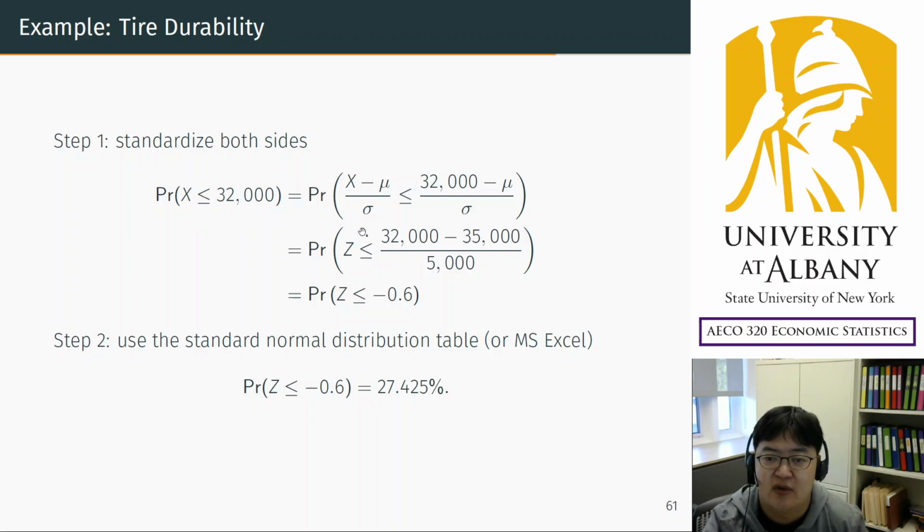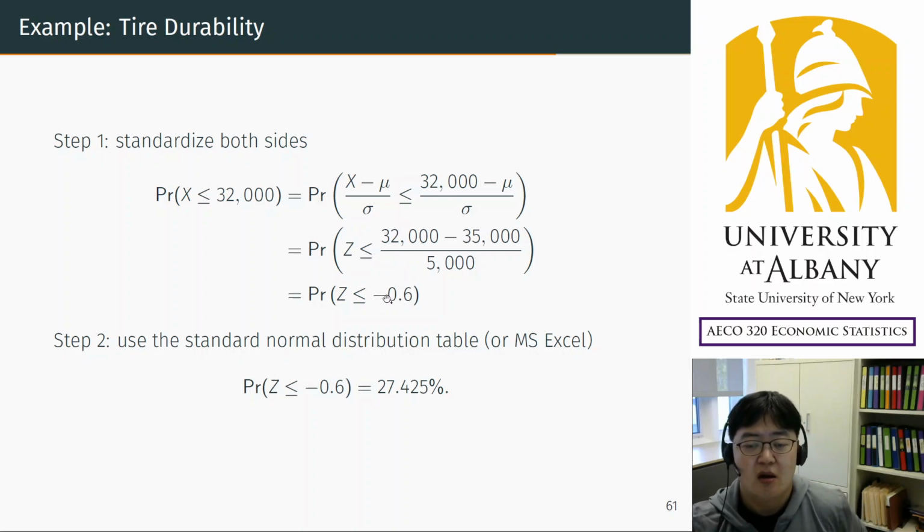So manipulate them in the same way. And then (X minus mu) over sigma becomes a standard normal distribution Z, right? And on the other side, 32,000 is subtracted by 35,000, divided by 5,000, which will be minus 0.6, right? So 32,000 is 0.6 standard deviation below the mean. Its mileage is shorter than the average, right?